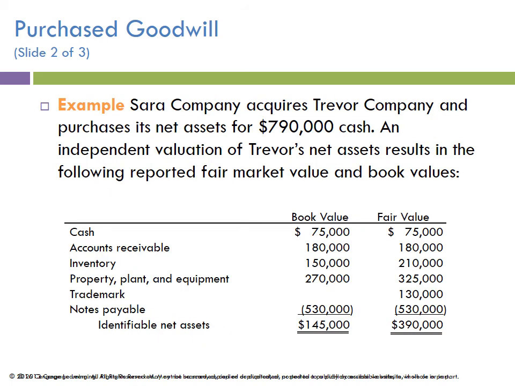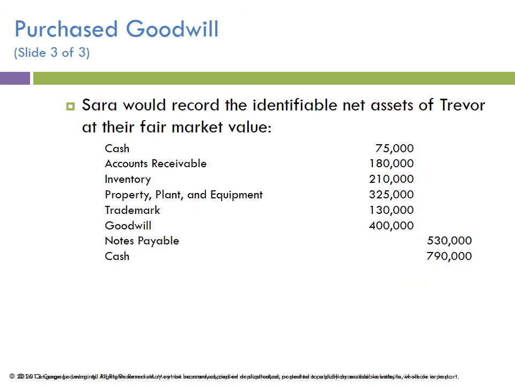Sarah Company acquires Trevor Company and purchases its net assets for $790,000. Now they show you book value there, but they also show you fair value, and fair value is what we're focused on. The fair value of the identifiable net assets is $390,000. That's all Sarah Company should have paid for Trevor, but they paid $790,000. So they paid $400,000 more than the fair value of the identifiable net assets. So the goodwill here is $400,000.